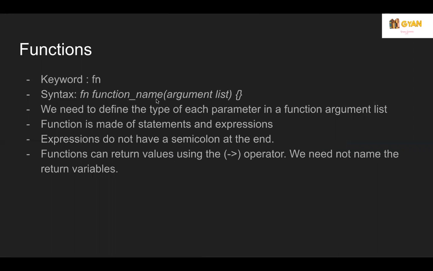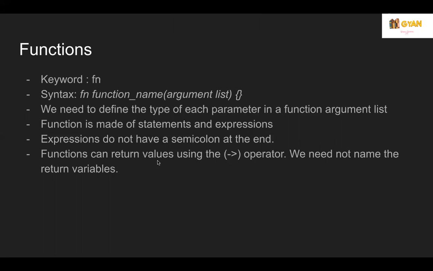So your function name would be in snake case, followed by the argument list, open and close parenthesis. The type of each parameter in the function argument list should be defined. That is, the data type for each parameter should be mentioned. Functions are made of statements and expressions, right? And by default, whatever is the last expression resulting value in a function, that is returned by default in the function. It should be of the same type as the function return type. The difference between statements and expressions is that expressions do not have a semicolon at the end and they evaluate to a resulting value, whereas statements do not evaluate to any resulting value.